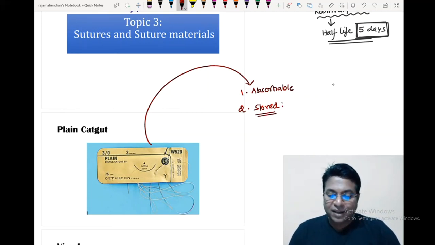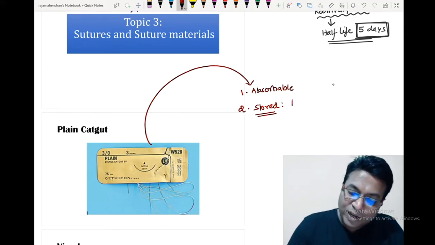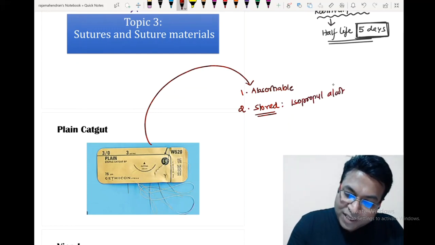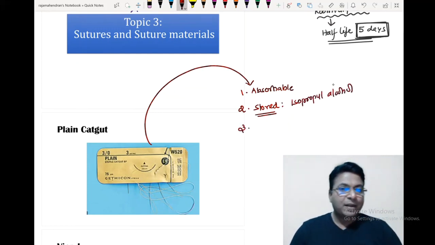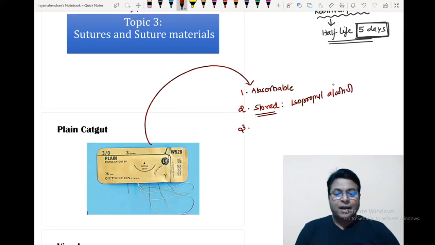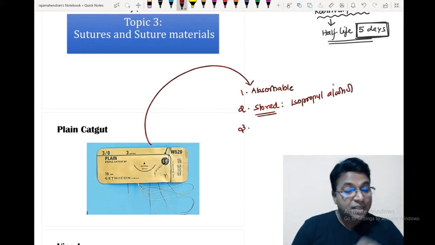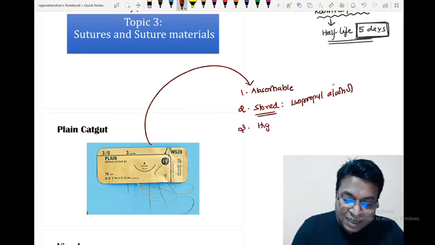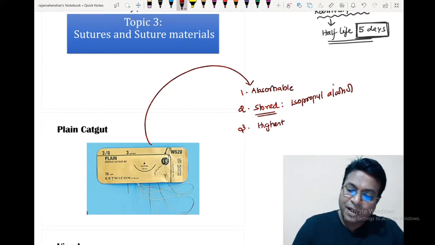So stored in what solution? Plain catgut is stored in isopropyl alcohol. Third question: it is the suture which has the highest enzymatic reaction.